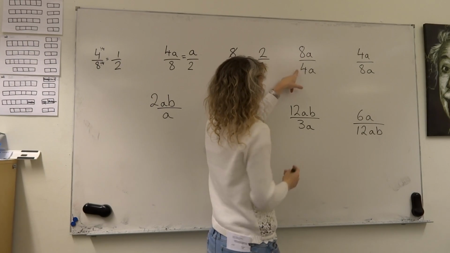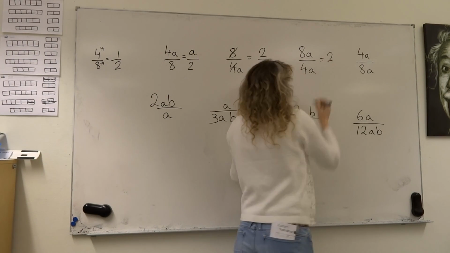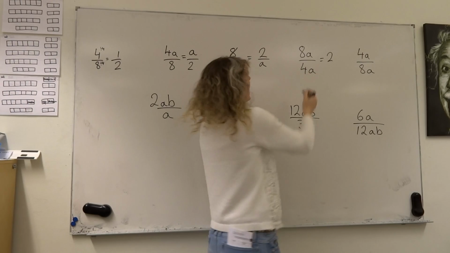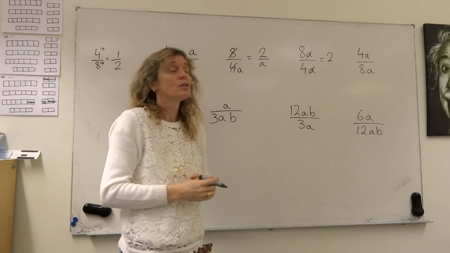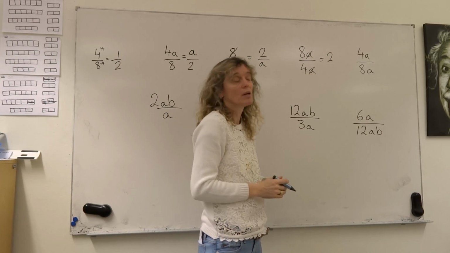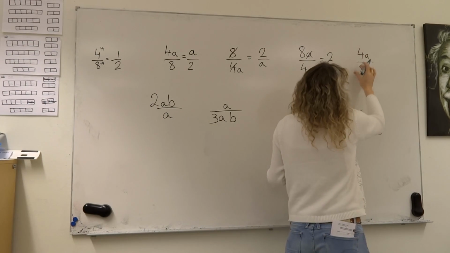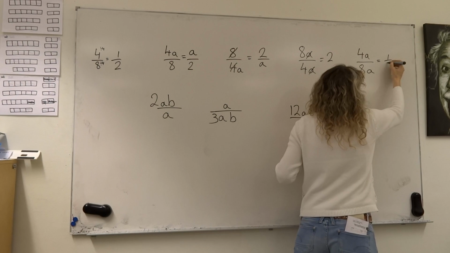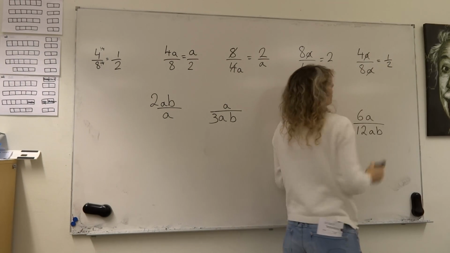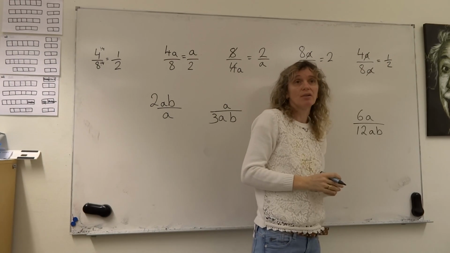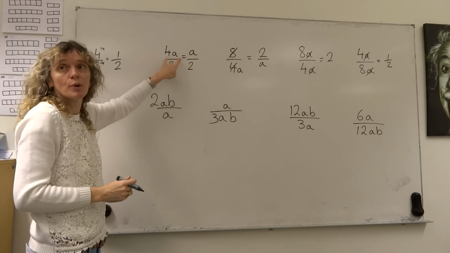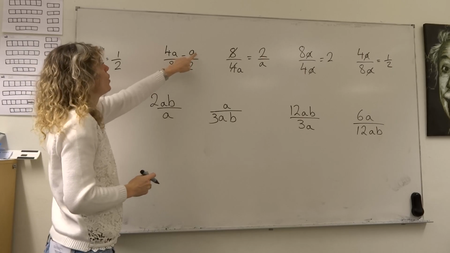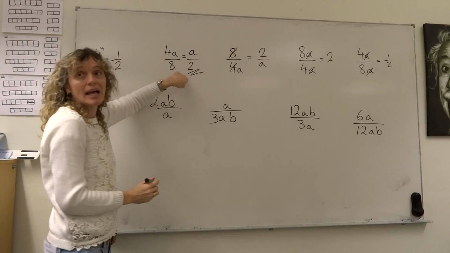Here we have 8 over 4, which we know is 2, but now we have a divided by a, which we know cancels. Anything divided by itself is 1. So we get the answer 2 in that one. Here we have 4 over 8, which we know is 1/2, but again, a divided by a cancels, so our answer there is 1/2. So in some of them, when we've only got letters on the top and no letters on the bottom, we will get letters in our answer.